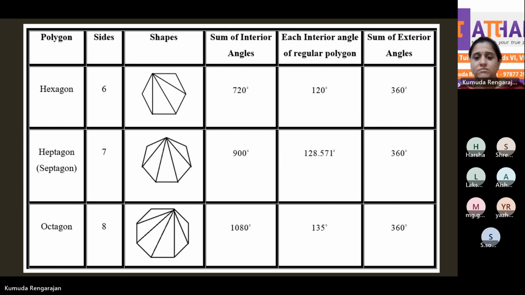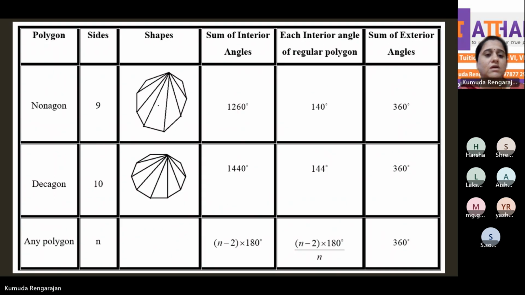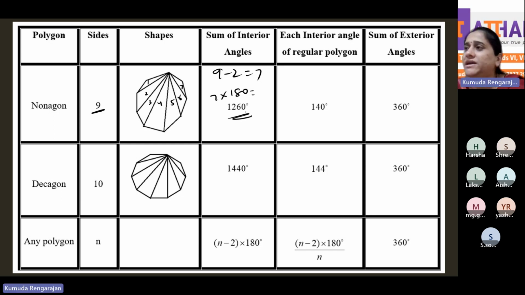All right. Nonagon. You can see 9 sides. So 9 minus 2, 7 triangles. A nonagon has 9 sides, but it can be divided into 9 minus 2, only 7 triangles. And 7 into 180, 1260 is the sum of all the interior angles. Because in one triangle, the sum of all the angles is 180 degrees. So in 7 triangles, 7 into 180.